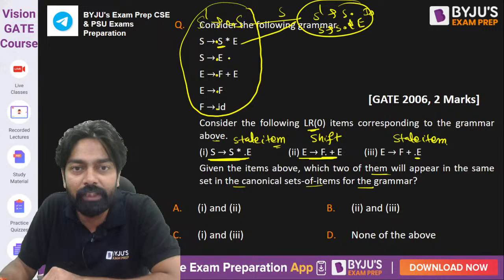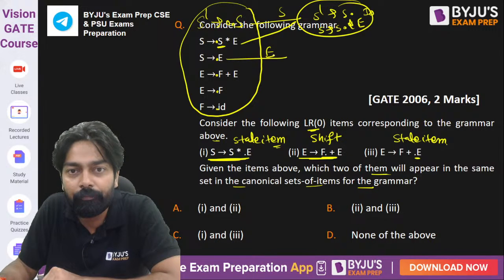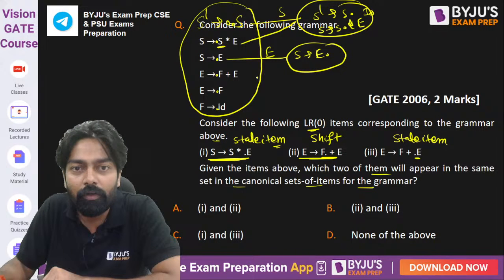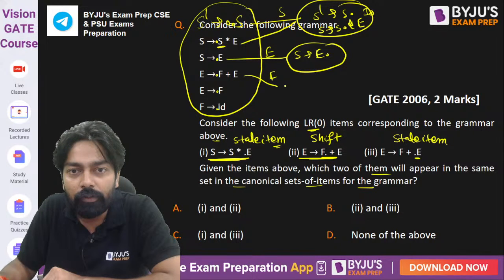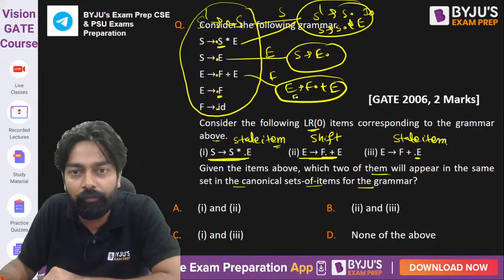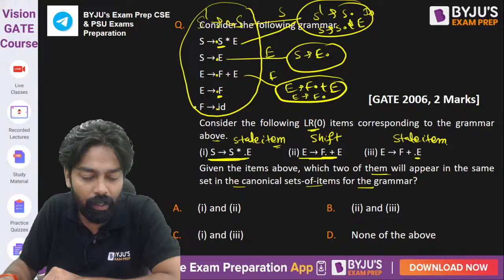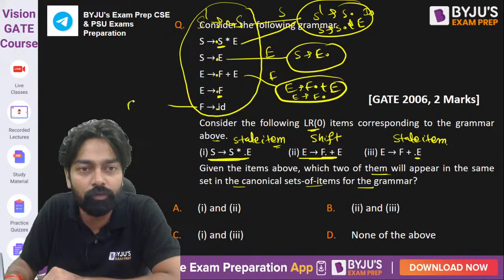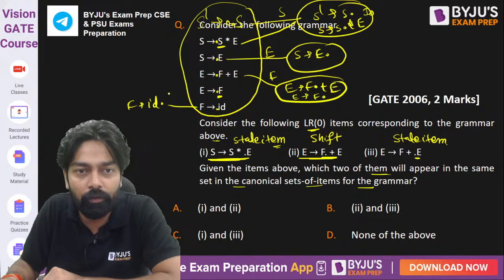Fine. Now see clearly, what is the input here? E. So S goes to E dot. What is the input here? F. So E goes to F dot plus E. What about this one? This is also F. So E goes to F dot. See, this will go in the same state. What is this one? F goes to ID. F goes to ID dot.